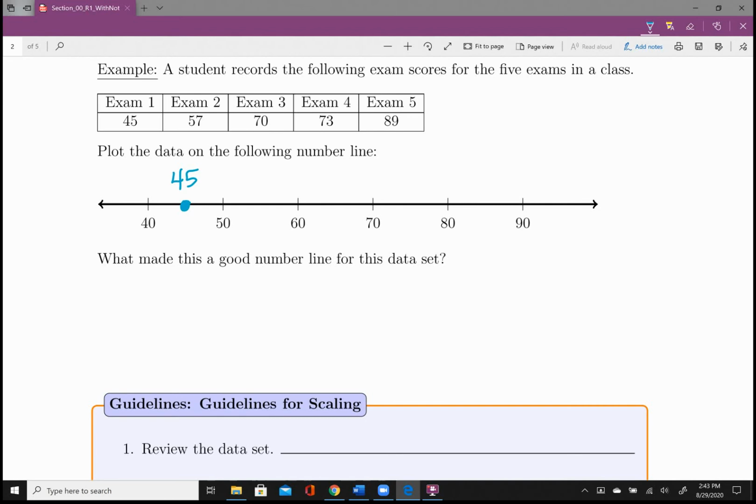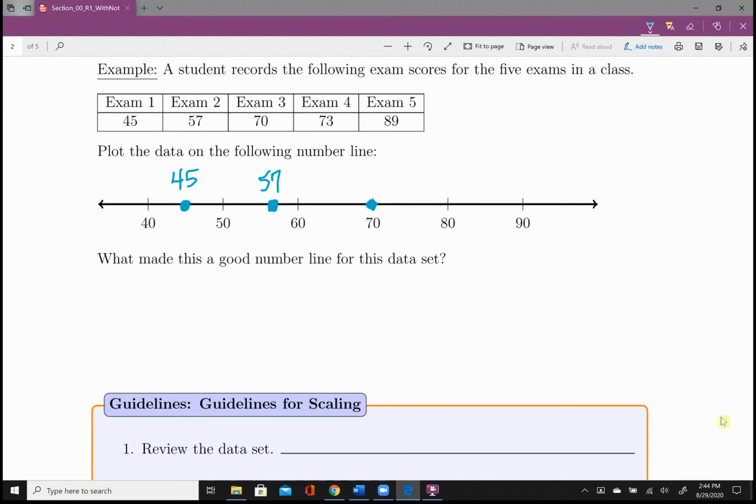Moving on to exam 2, 57. Now that should be somewhere between the 50 and the 60. Not exactly in the middle, but closer to the 60. So how about right there, I think is a good approximation for the 57. Again, labeling it leaves out all doubt of what the intention of that dot is. Moving on to exam 3, exactly 70. Go ahead and put a dot directly on top of that 70 tick mark. And since it's already labeled here, there's really no point in labeling it on top. That is clearly exactly 70 as far as the intention of that data point's placement.